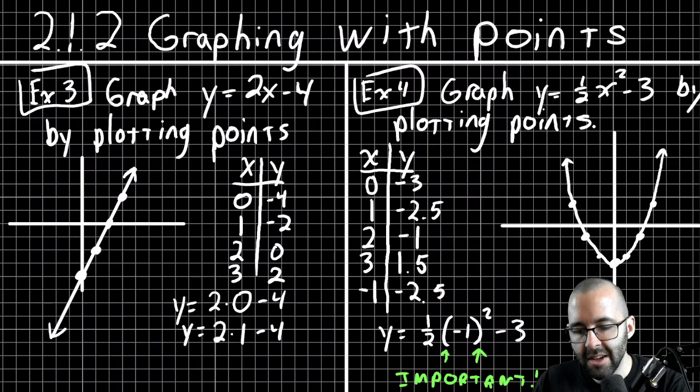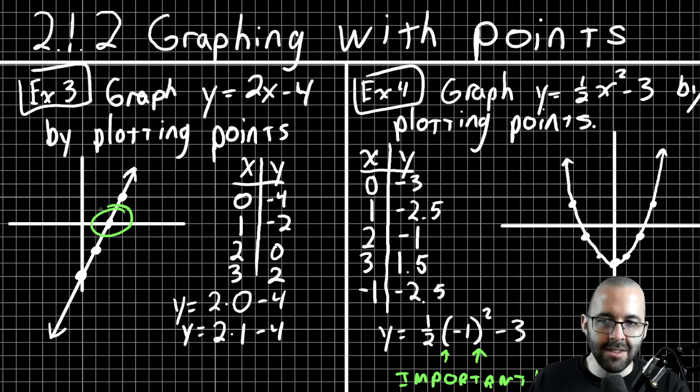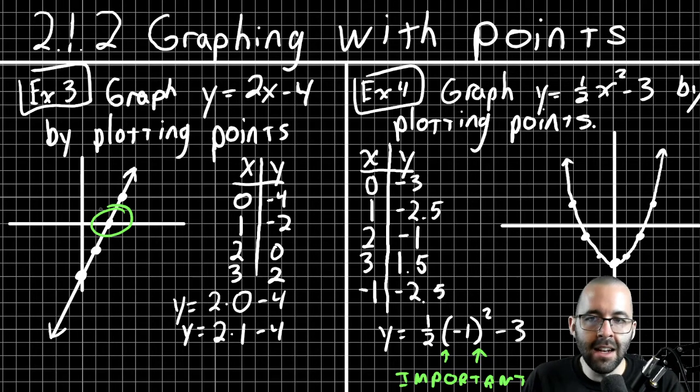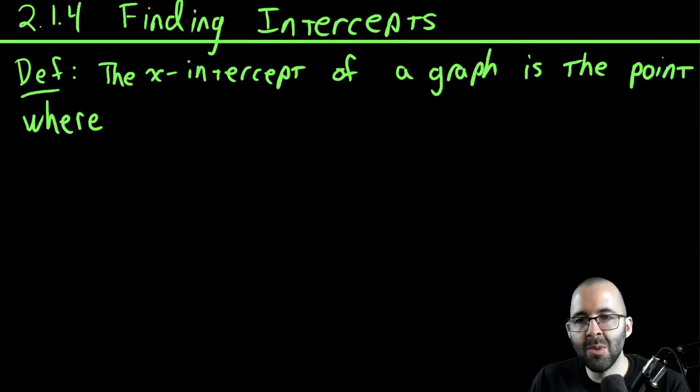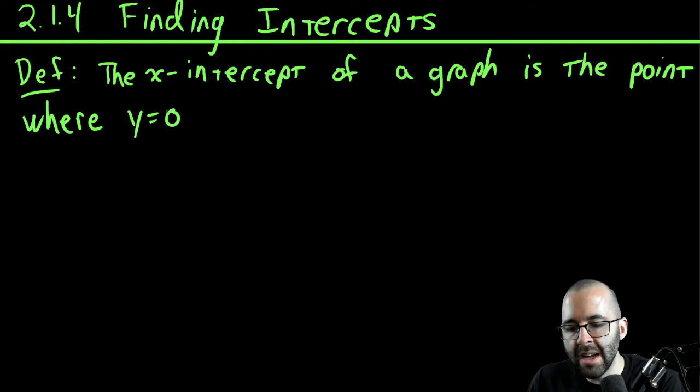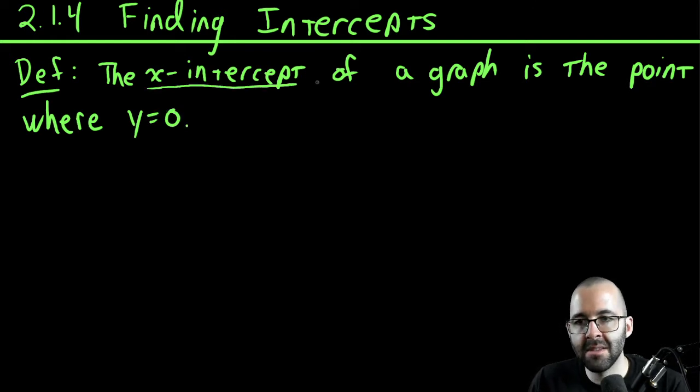So let's look at a graph. Where does it intersect the x-axis? This is where it hits the x-axis. Anytime we're on the x-axis, then y is equal to 0. That's going to be an easy way for us to do this definition. It's the point where y equals 0 on the graph. All right, and that's what an x-intercept is.